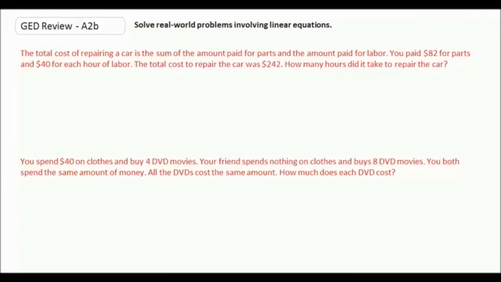So first, we should identify the variable. And the variable is going to be what the question is asking you to find. In this case, it's asking us for hours, so we can say that h equals the number of hours. Now the numbers that need to somehow go into our problem are 82, 40, and 242. It's often good to find a total if there is one. In this case, the total is 242. So we know we're going to be adding something together that's going to equal 242.